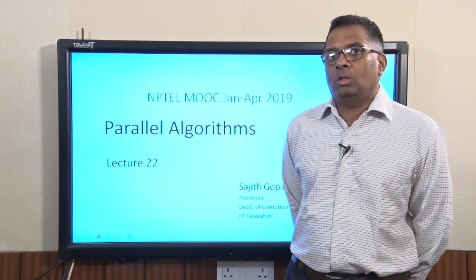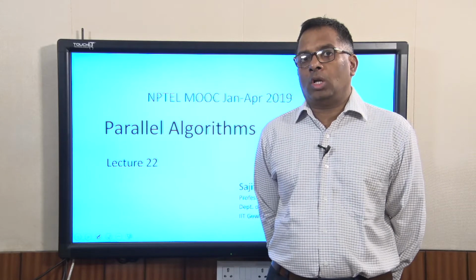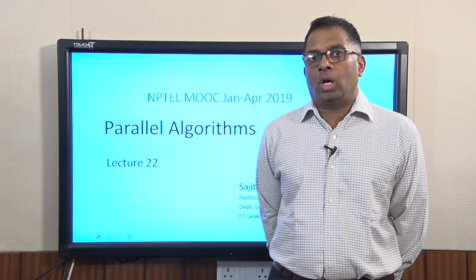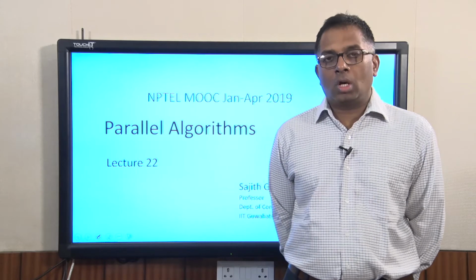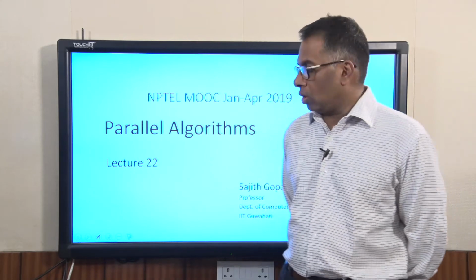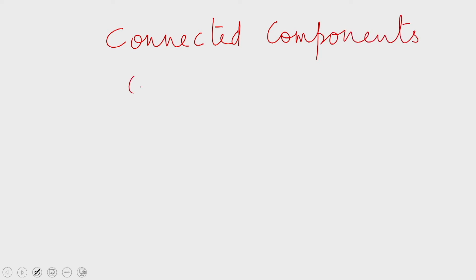In the previous lecture, we studied an algorithm for finding the connected components of a graph, and this algorithm ran in order of log n time using n plus m processors on an arbitrary CRCW PRAM. Today, we shall see a connected components algorithm that runs on the CREW PRAM. So, concurrent writes are not allowed here. That is our problem for today.